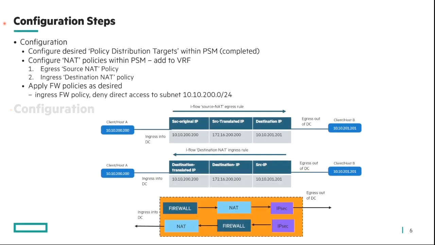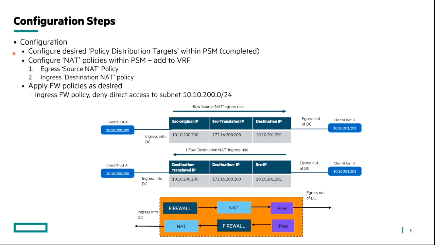So let's jump into the configuration steps. Let's take a look at the configuration steps then. First of all, configure the desired policy distribution targets within the PSM. I've already completed that. And if you're not familiar with policy distribution targets, do take a look at the IPsec demo. It does a good overview of the policy distribution targets, or PDTs.